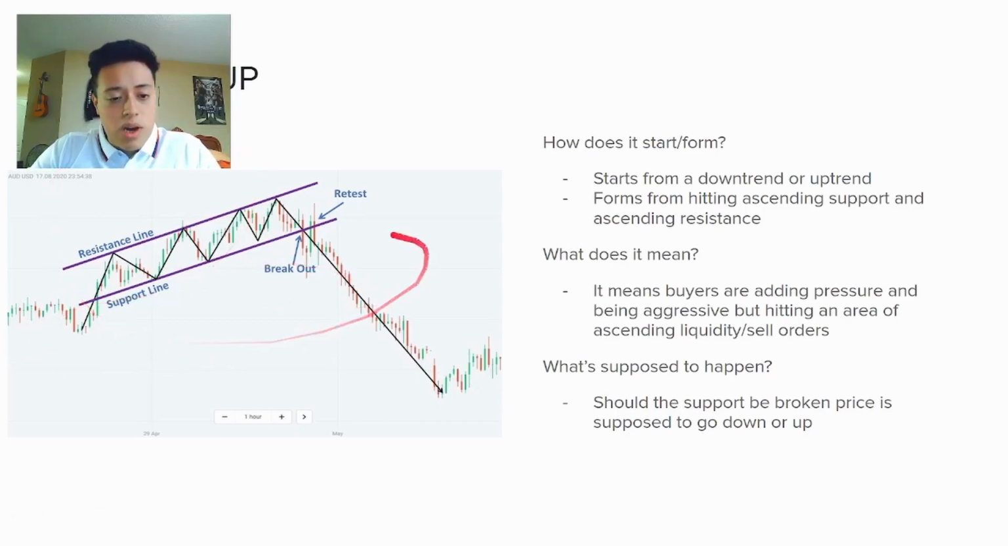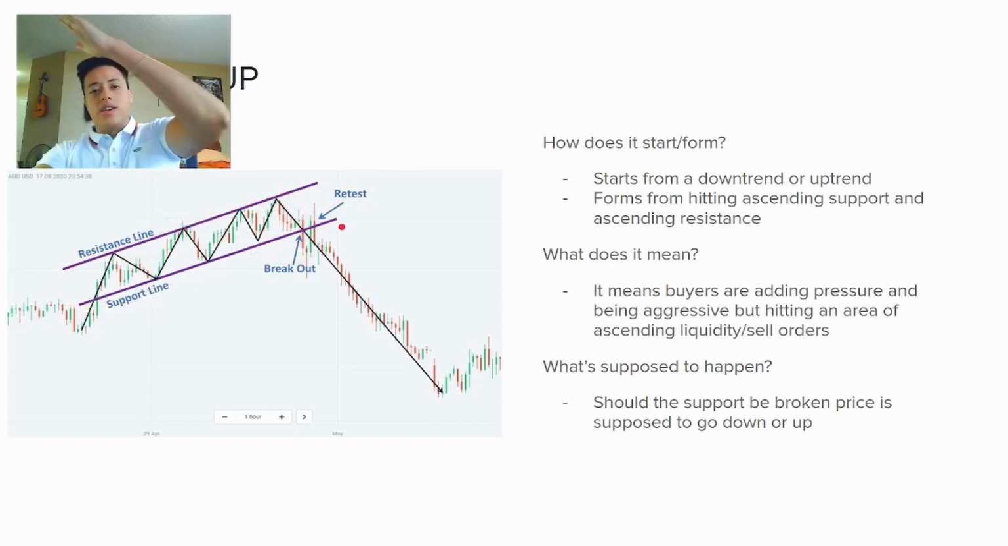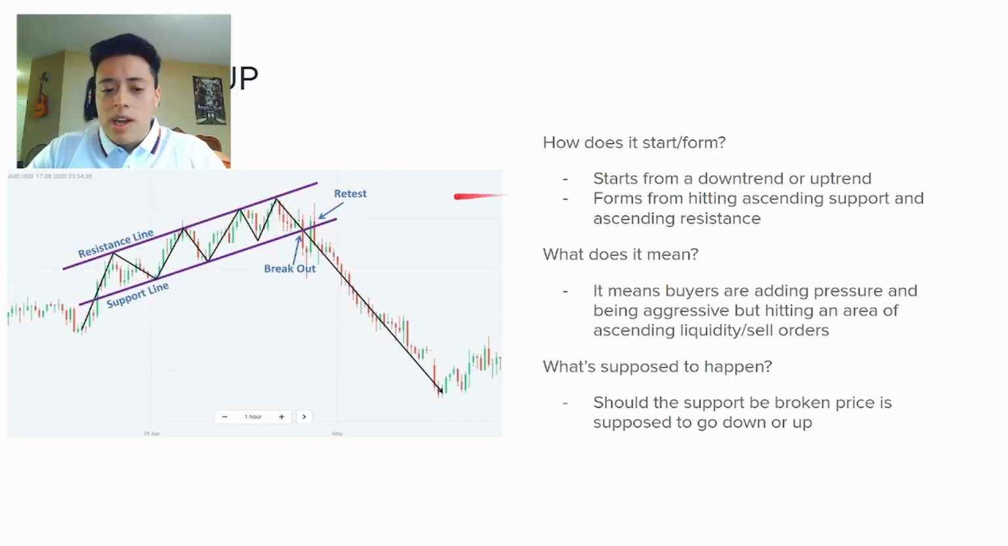This is a channel pattern. So it's essentially like a rectangle, but going in a direction. So this is channel up. It starts from an uptrend or downtrend, it doesn't really matter. It could be a downtrend, channel up, or an uptrend, channel up. And essentially, it's hitting an ascending resistance line and an ascending support line. It essentially means that buyers are adding pressure and being aggressive, but hitting an area of ascending liquidity or sell orders. Or it could also be people moving their limit orders up.